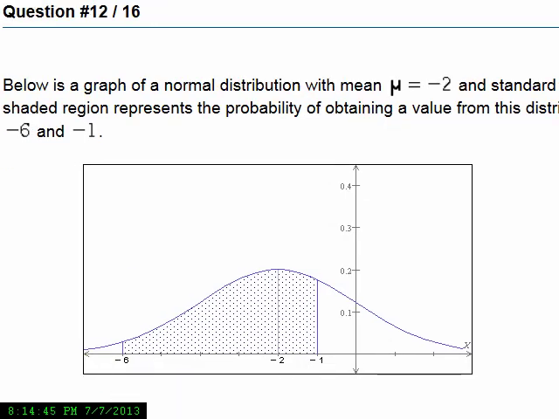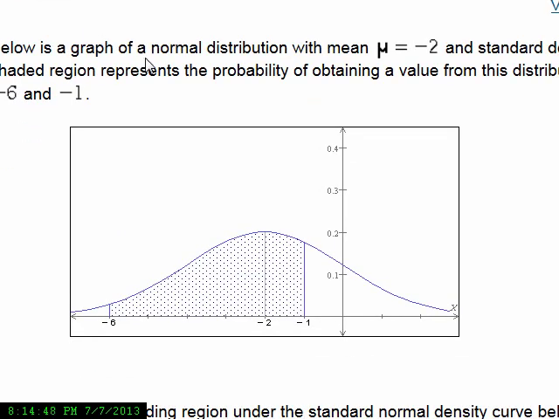So our next question says, below is the graph of a normal distribution. It has a mean of -2. You can't see it on the screen, but the standard deviation is 2. The shaded region is the values between -6 and 1. And they want us to draw the corresponding region for a standard normal distribution, and that will be where the mean is 0 and the standard deviation is 1.